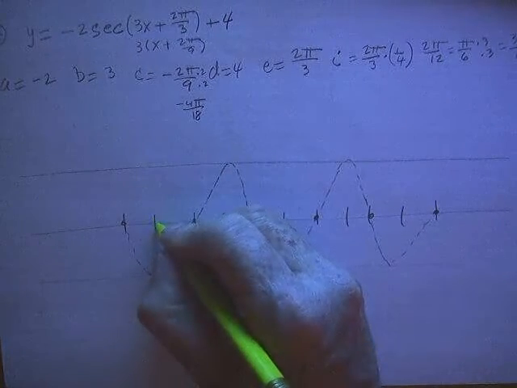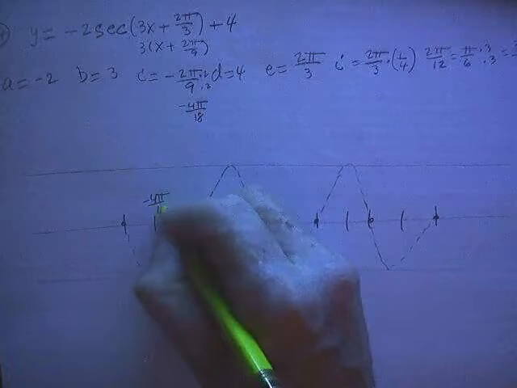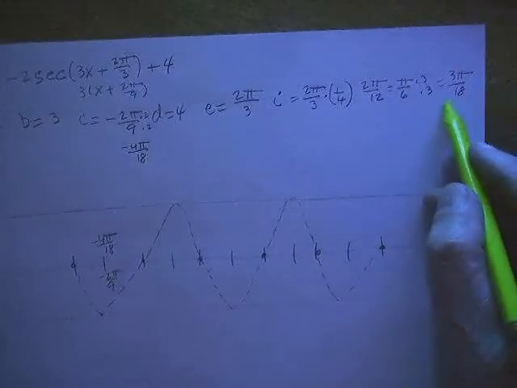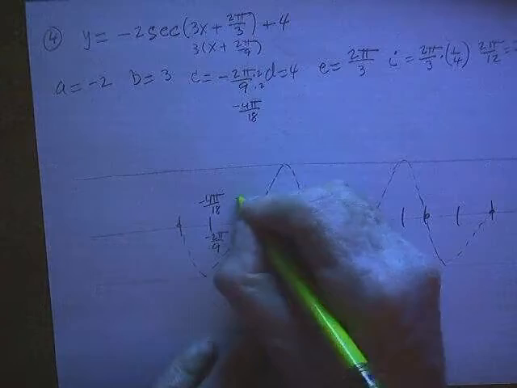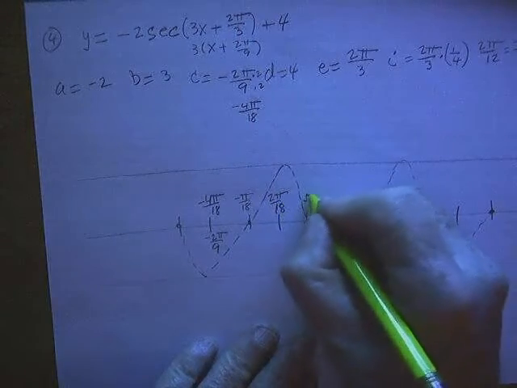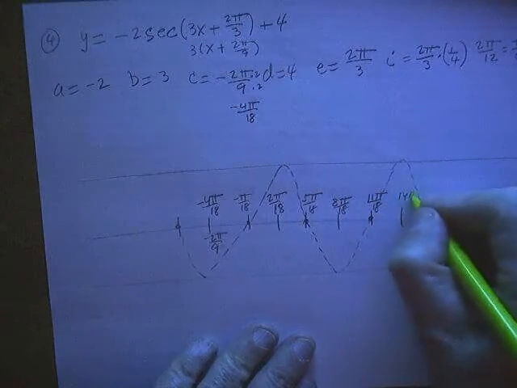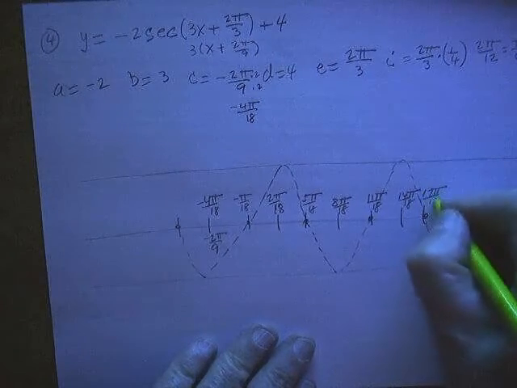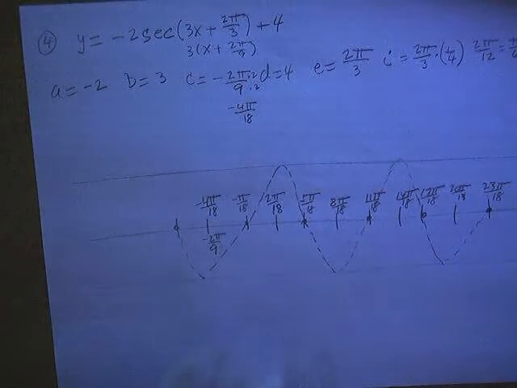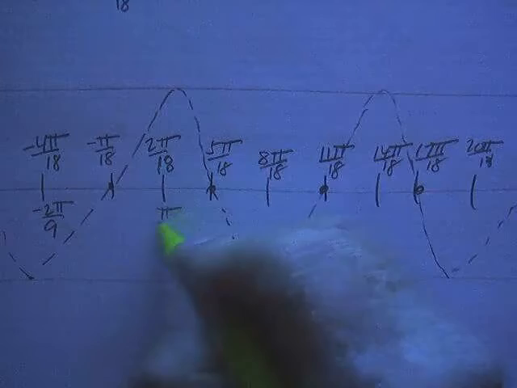And this is my starting point right here, which according to C is going to be negative 4 pi over 18. I'm going to reduce it in the bottom. And look, I want to add 3. I'm going to be adding 3 every time. So this would be negative pi over 18. Add 3. 2 pi over 18. Add 3. 5 pi over 18. Add 3. 8 pi over 18, add 3, 11 pi over 18, add 3, 14 pi over 18, add 3, 17 pi over 18, add 3, 20 pi over 18, add 3, 23 pi over 18. Yippee skippy.